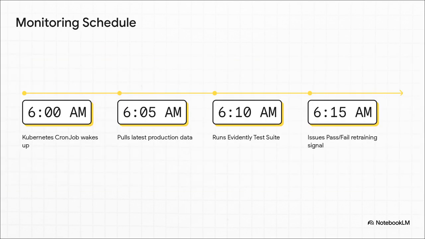So how does this whole chain reaction start? The entire self-healing check runs quietly in the background as a Kubernetes cron job. Every single morning, bright and early at 6 a.m., it wakes up, pulls the latest production data, and runs that test suite. If the real world has drifted too far from what the model knows, it issues that fail signal to trigger retraining. Your model can never silently die because something is literally always watching it.